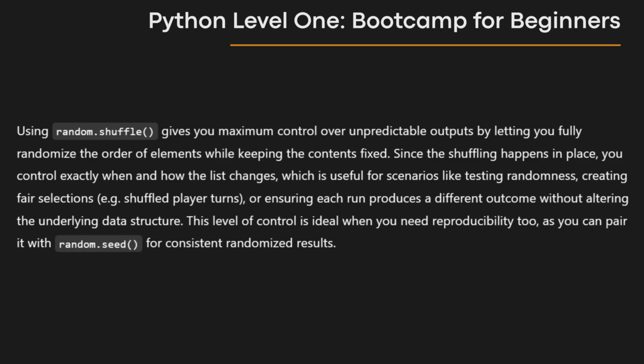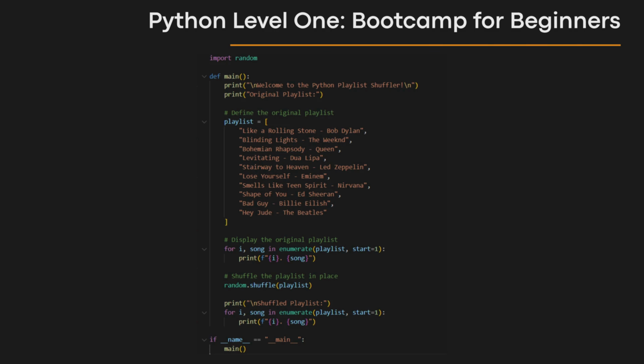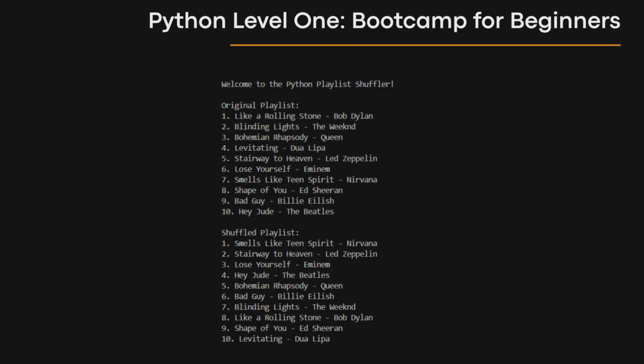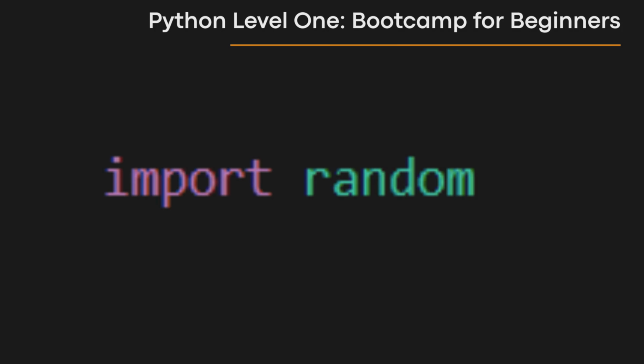For this, we'll be building a music playlist shuffler. We'll simulate a shuffle feature like those in popular media apps using a preset list of tracks. Your Python script will shuffle the playlist in place using random.shuffle to apply a brand new order every time it runs. This is a fun and engaging way to see random.shuffle in action and a great addition to your portfolio, tools, and GitHub.